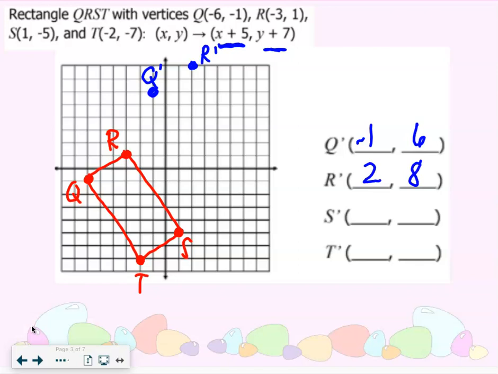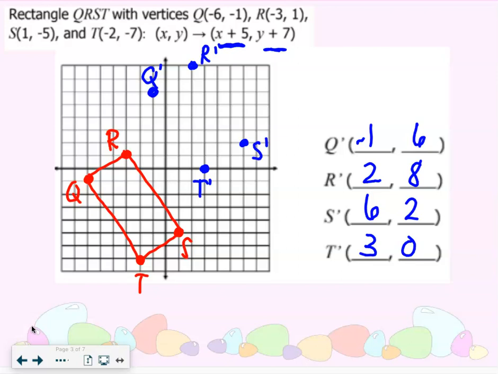T, again, move it over 5, up 7. So today is probably kind of boring, so all you're doing is counting. And that is at 3, 0. And then S. Make sure you label your prime so you know which one's your image and which one's your pre-image. S prime is at 6, 2.